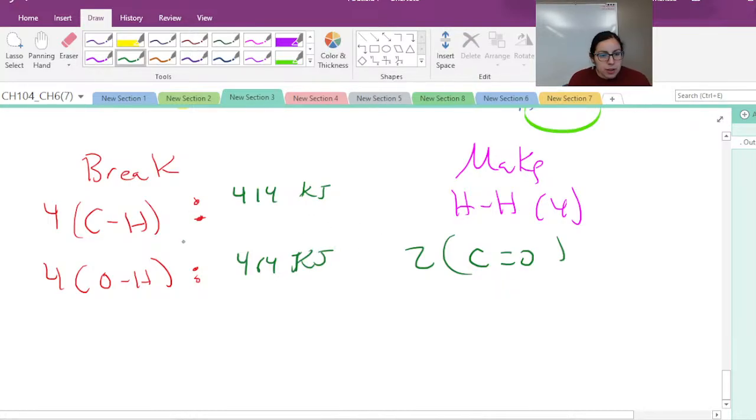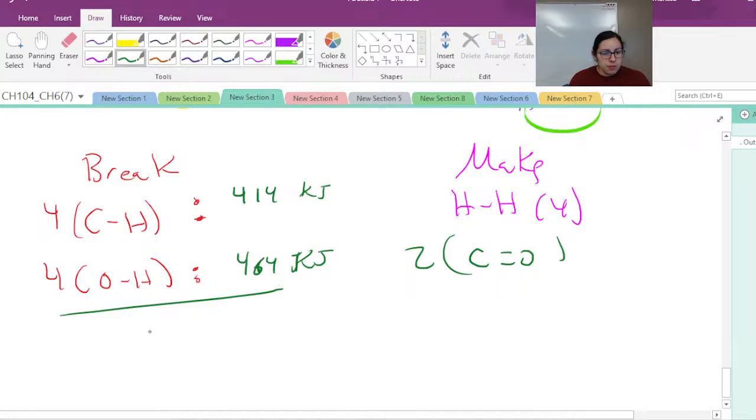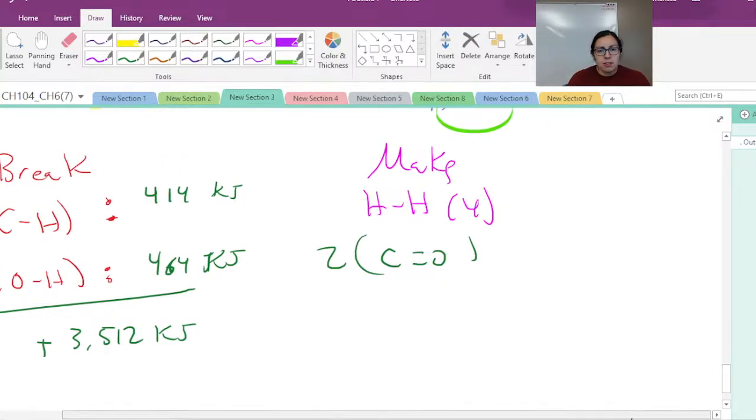And so we can just figure out how much energy we needed to break these bonds. So 414 times 4 plus 464 times 4. All right, so we have to put in 3,512 kilojoules. So again, big positive sign there. So we're putting energy in. And so let's see how much we got back out.